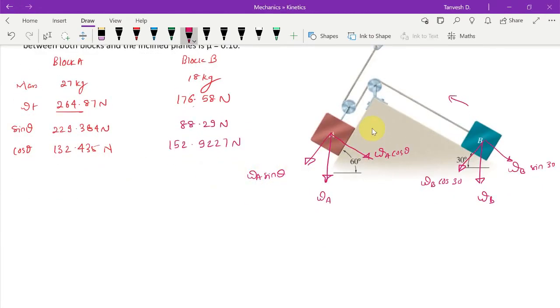Now let us start with our assumption. Let us assume both blocks move up, each with their own reference. Means this will move like this, this will move like this.